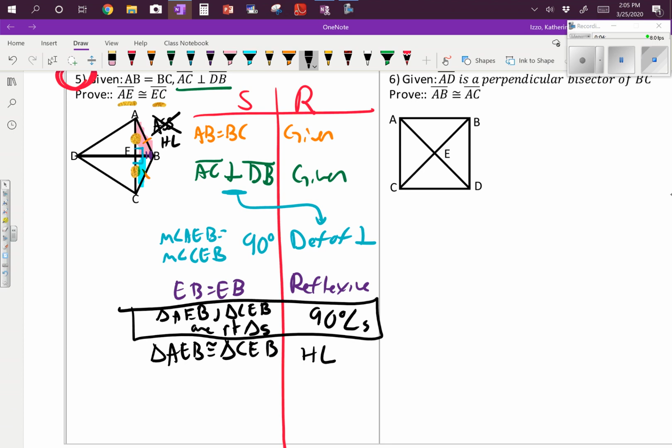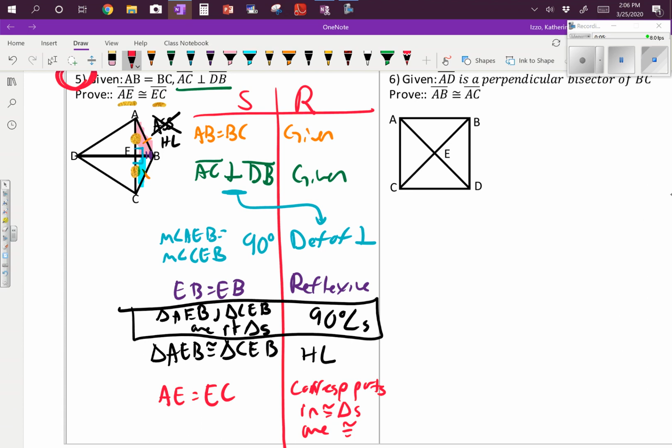Okay, so now we've got those two triangles congruent. I got the pink triangle, I got the blue triangle, which means I can finish this sucker up and say AE must equal EC because corresponding parts in congruent triangles are congruent. And that's how we do number 5. So that's what we should have done.